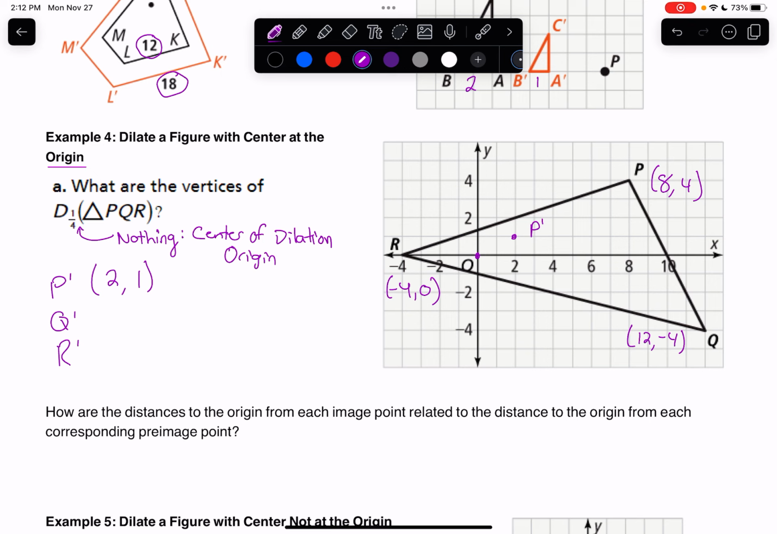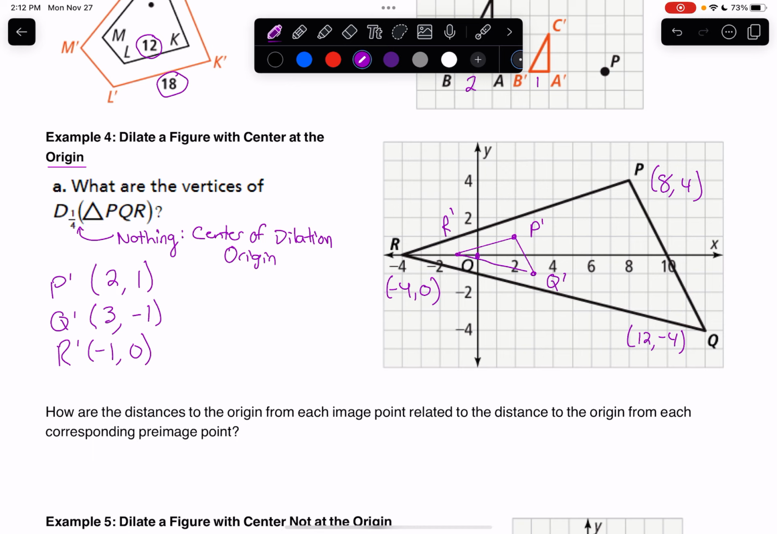For Q prime, that's going to be 1/4 of 12 is 3. 1/4 of -4 is -1. So Q prime is at 3, -1. And R prime then would be at -1, 0. So there's R prime. Then all we need to do is connect the lines together and make our dilated shape.